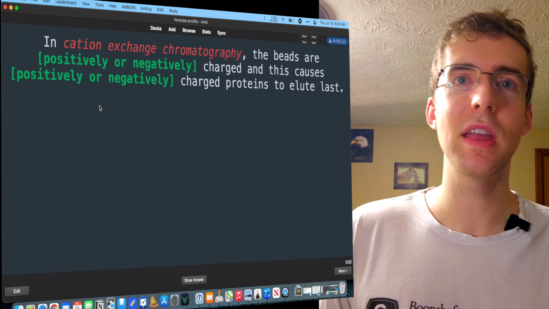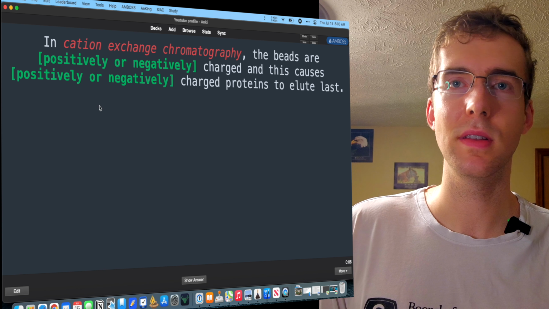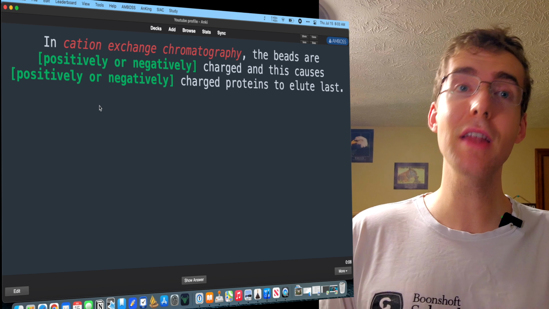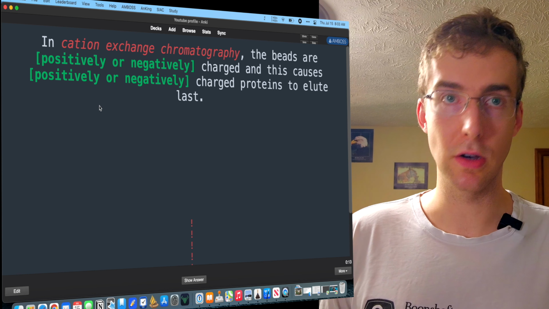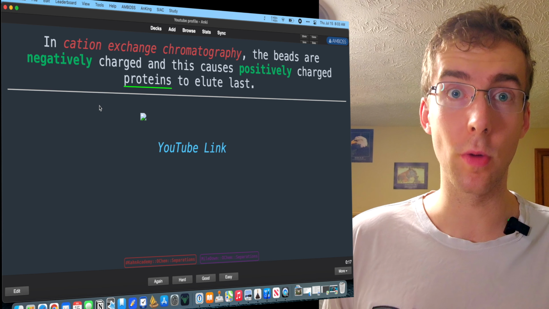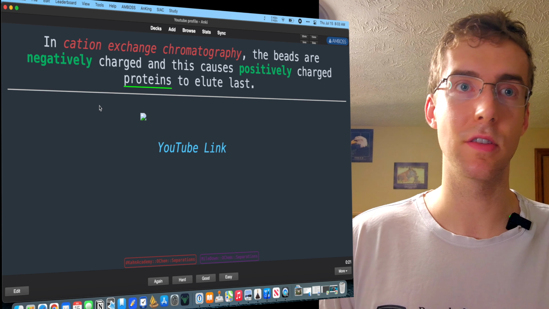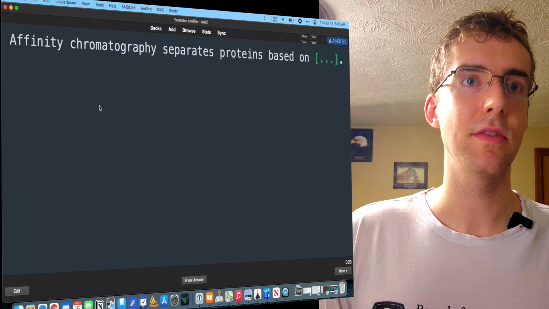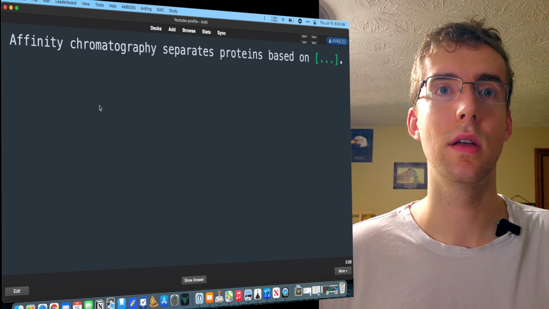All right, in cation exchange chromatography, the beads are blank charge, and this causes blank charge proteins to last. Okay, so this is not a very familiar concept for me. I do not remember this very well. So I'm going to go through here and answer them normally. So I would just hit enter or something, or I got this wrong, so beads are negatively charged. All right, so I'd hit again, so J on my keyboard, which is the again shortcut for me.